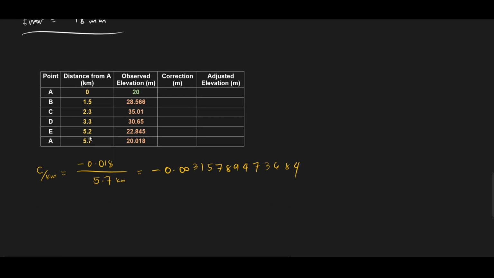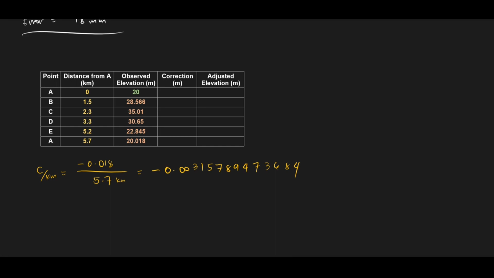The first thing we need to do is determine the error, C per kilometer. That is equal to negative 0.018, our total error, divided by 5.7 kilometers, which is the total leveling distance. If you do that operation, you will get this value. You have the option to round this. I didn't round this, just a personal preference.